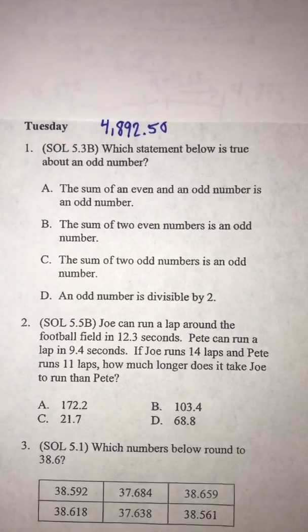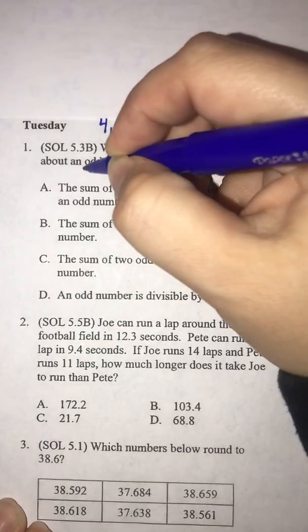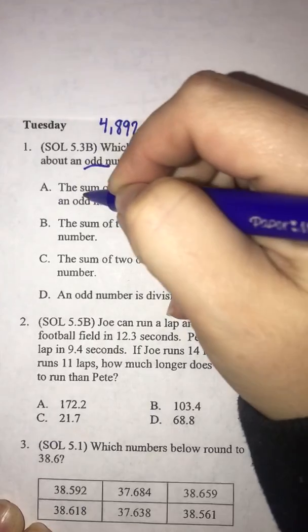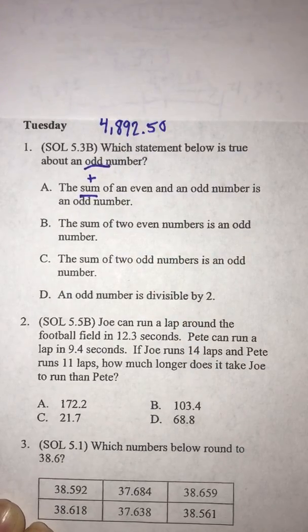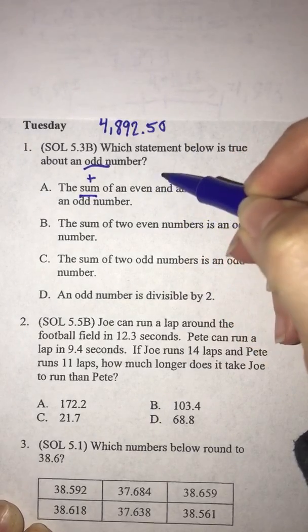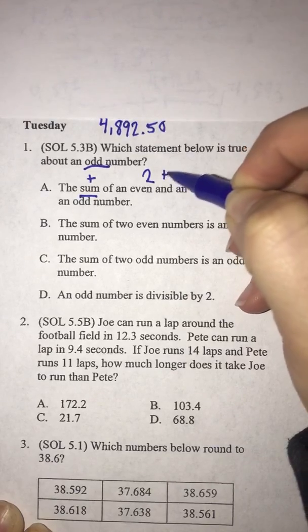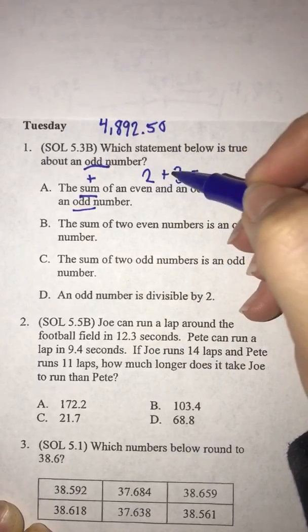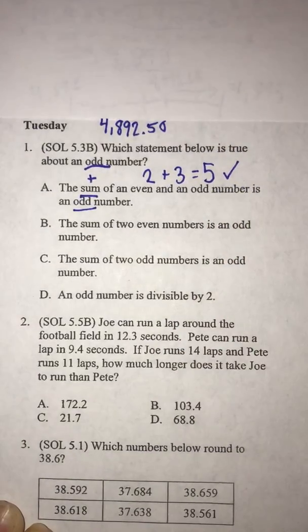So number 1 on Tuesday's DMR, it says, which statement below is true about an odd number? A: The sum, which means to add, of an even number and an odd number is odd. So we have to try the rule to see if it works. So an even number, 2, and an odd number, 3, is odd. 2 plus 3 equals 5, and that is odd.